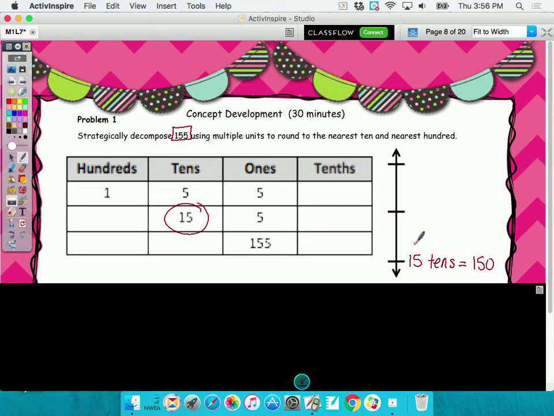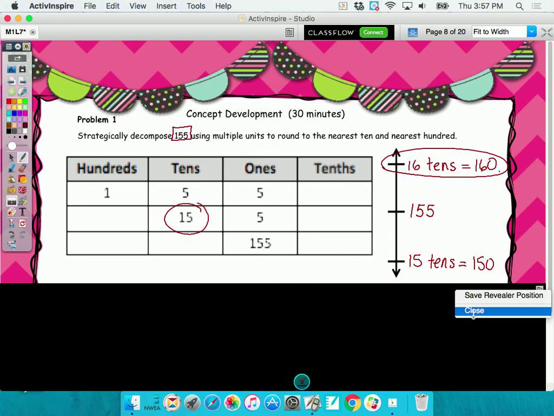And what comes after 15? 16. So in standard form, 160. The midpoint, halfway between 150 and 160, just happens to be the number we're rounding. So if it's the midpoint, 5 and above, round up. The answer to 155 rounded to the nearest 10 is 160.